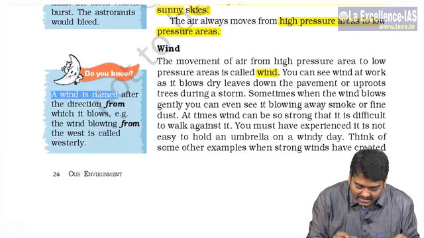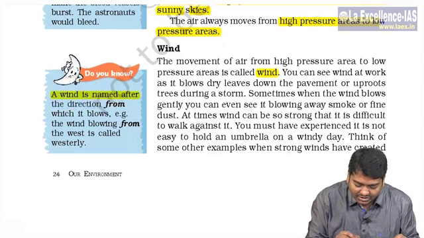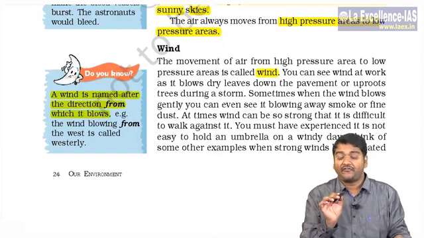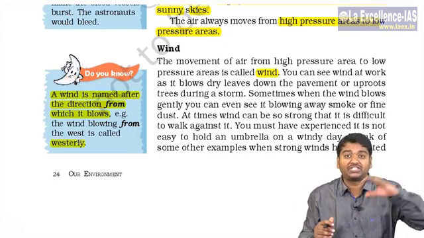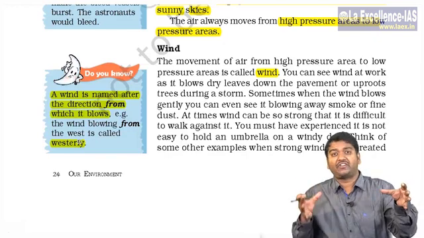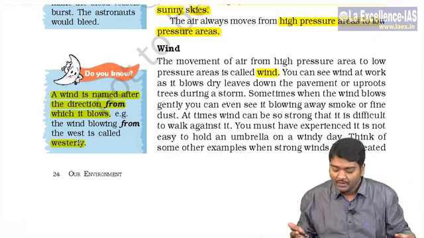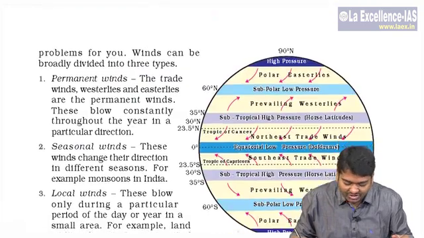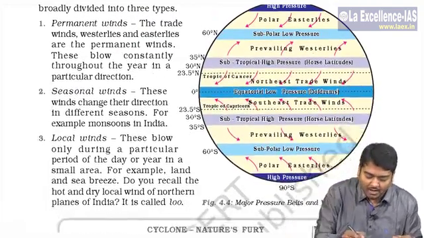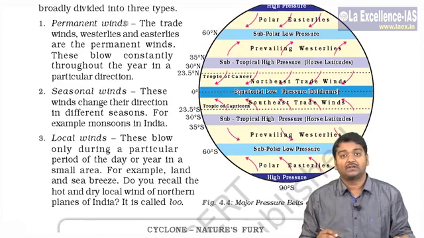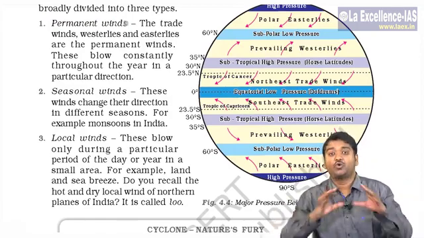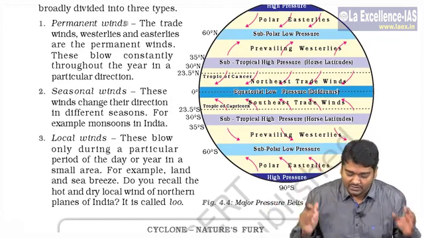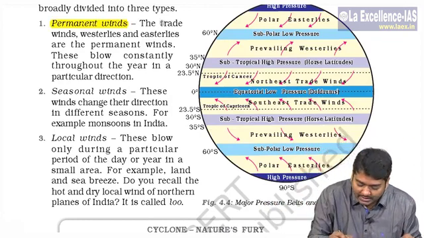A wind is named after the direction from which it blows. That is, if a wind is blowing from the west, it is called westerlies. Not the direction it flows to, but the direction where it originated. Okay? Winds are actually differentiated into three types. Permanent winds, that is, these are present on the earth's surface throughout. Examples of this are trade winds, westerlies and easterlies.